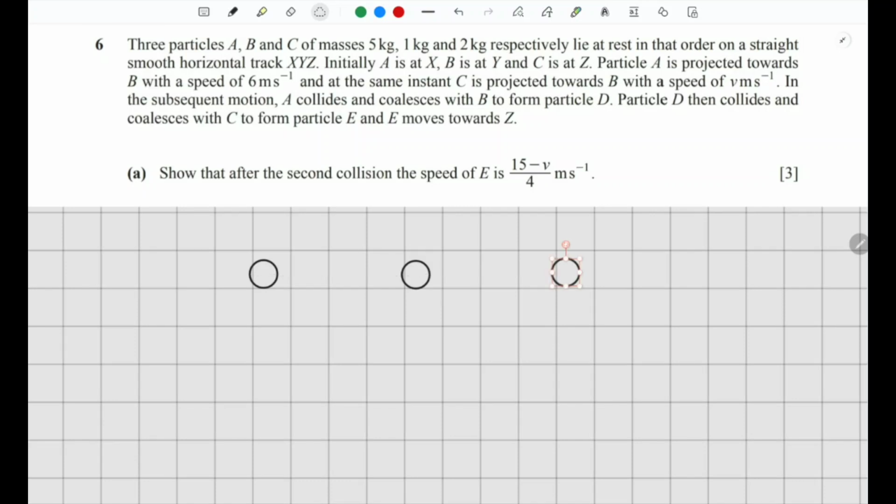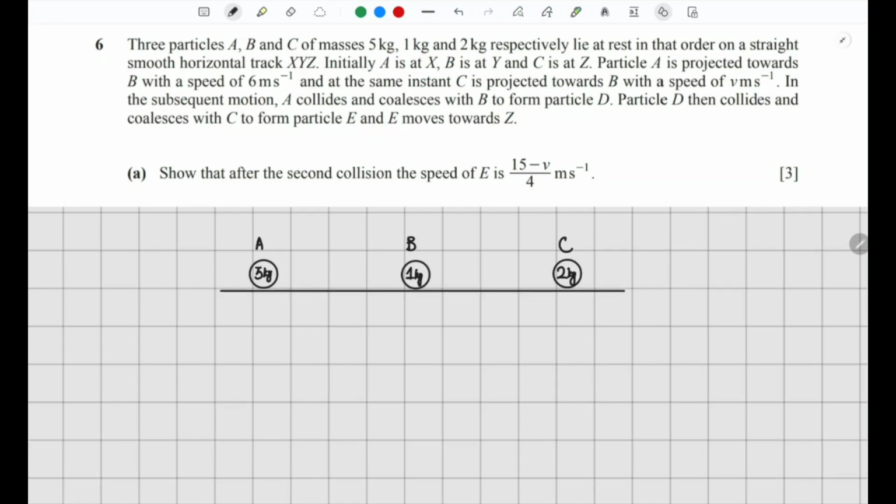So let's take these as 3 particles of masses 5 kg, 1 and 2 kg. So this is your 5 kg mass, 1 kg and 2 kg, and these are particles A, B and C. They lie at rest in that order on a straight horizontal line. So let's suppose this is your whole horizontal line.